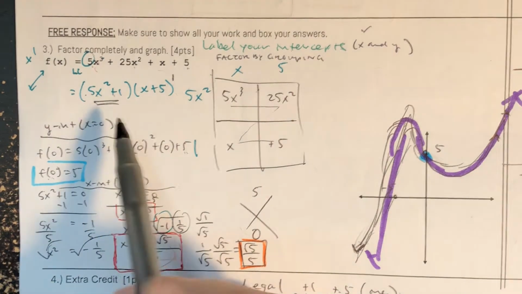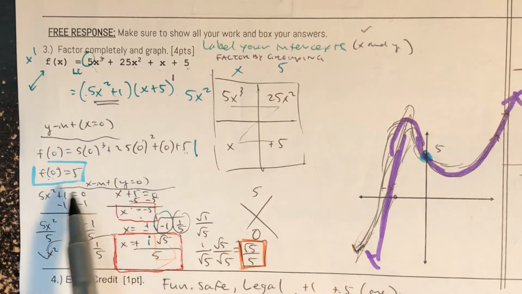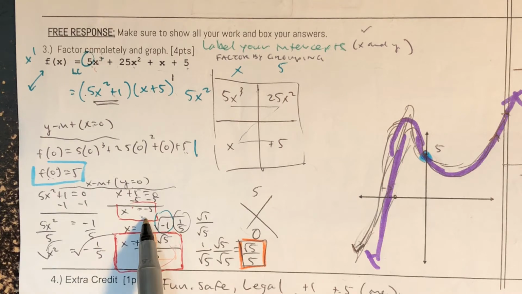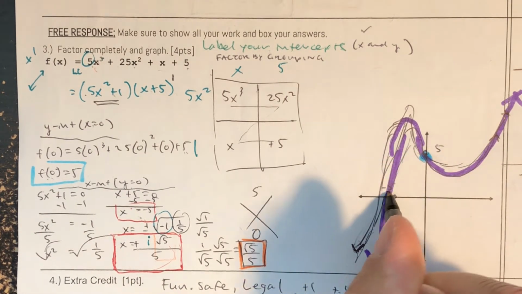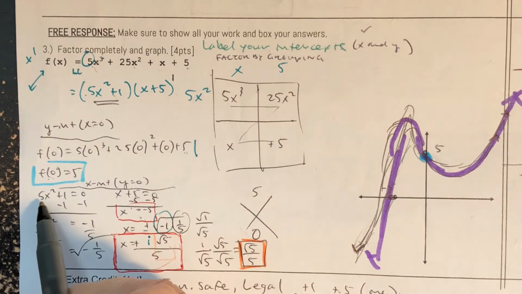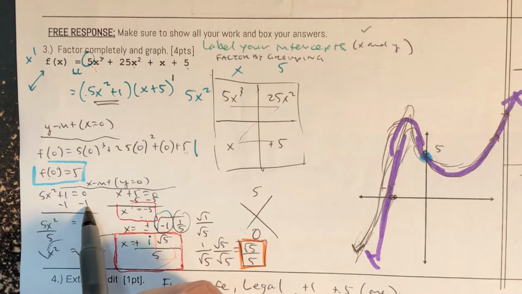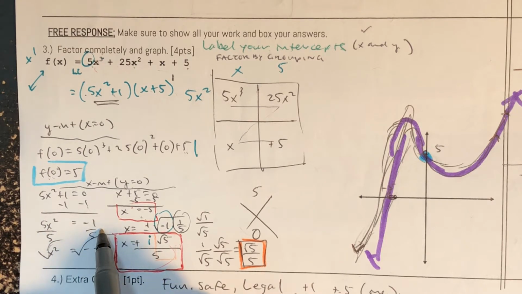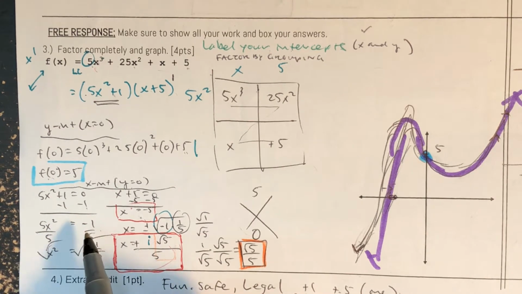And then to find my x-intercepts, I'm setting each of these binomials equal to 0. This one I'm just subtracting 5, so x equals negative 5. And that is right. My graph should have gone through there. It's hard to see, but that says negative 5. 5x squared plus 1 equals 0. You subtract 1. Divide by 5, you have x squared equals negative 1/5. Now, it's not possible to have two reals that multiply to equal a negative number.